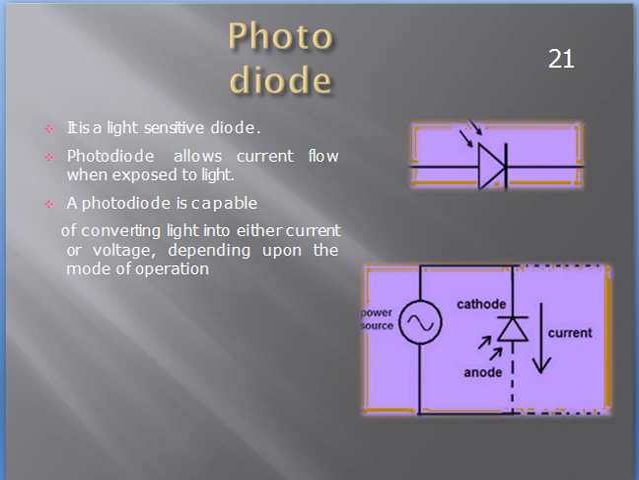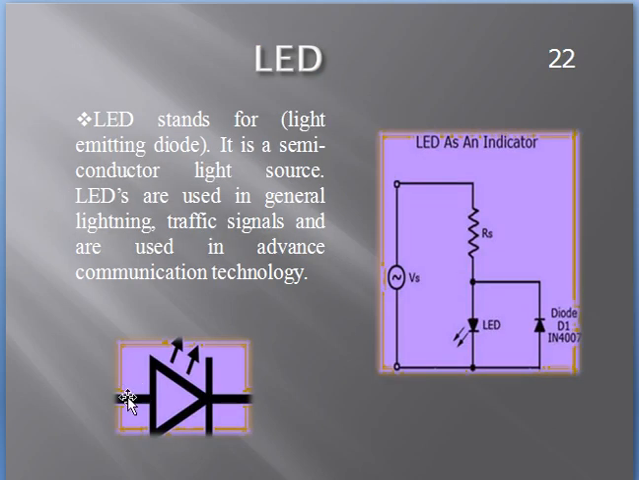Next, the LED. How to represent an LED? These symbols represent the LED. It is a semiconductor light source, a light emitting diode. It is a semiconductor used in general lighting, traffic signals, and communication systems.